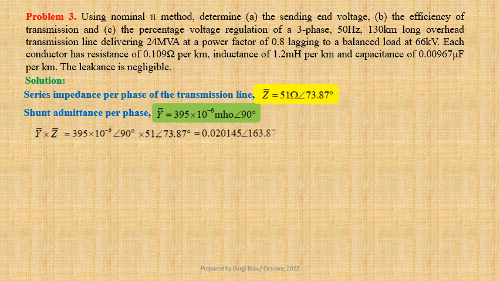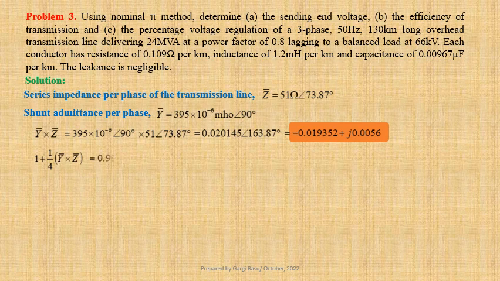That gives us 0.020145 at an angle 163.87 degree. This may be written in Cartesian form as minus 0.019352 plus J times 0.0056. Now we shall calculate 1 plus 1/4 of Y into Z, that is equal to 0.99 plus J times 0.0014. This may be written in polar form as 0.99 at an angle 0.081 degree.